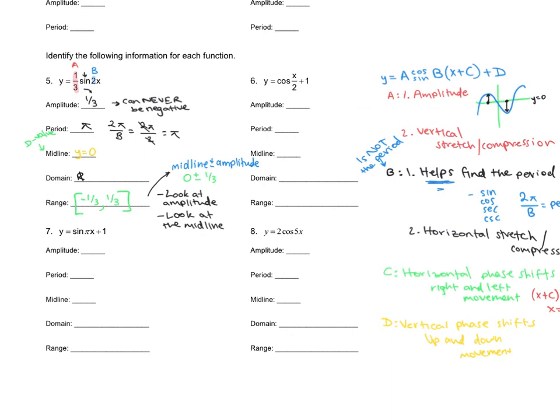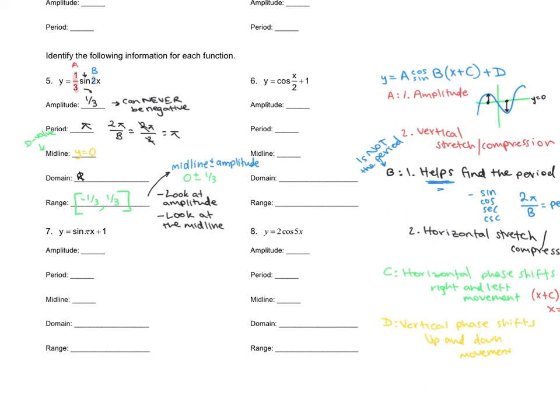And remember, you want to put the brackets instead of the parentheses, because when you're putting brackets, it means that the graph is touching this point. And since it's not an asymptote, the graph will touch negative 1 over 3 and 1 over 3, so it should be brackets and not parentheses.